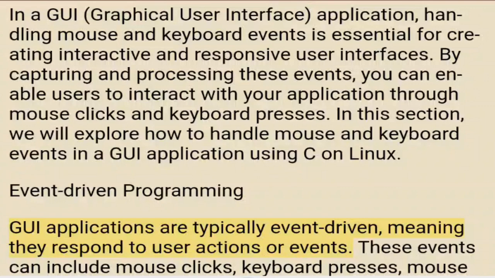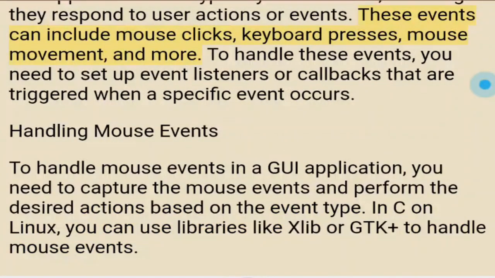GUI applications are typically event-driven, meaning they respond to user actions or events. These events can include mouse clicks, keyboard presses, mouse movement, and more. To handle these events, you need to set up event listeners or callbacks that are triggered when a specific event occurs. Handling mouse events. To handle mouse events in a GUI application, you need to capture the mouse events and perform the desired actions based on the event type.